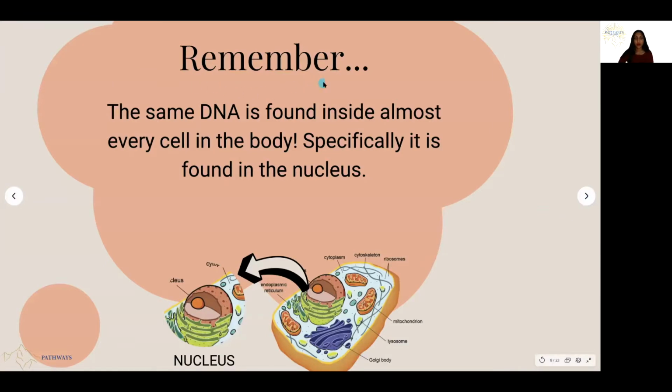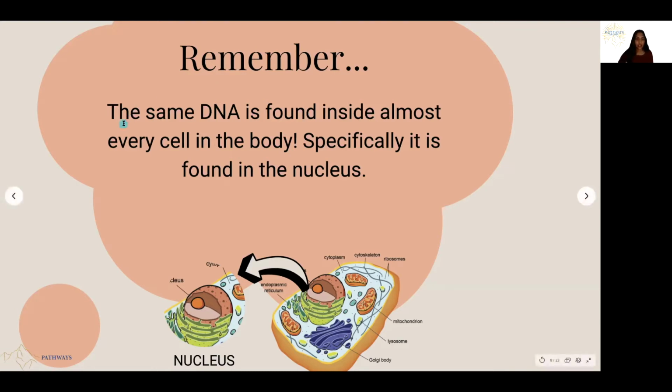If you watched our presentation on DNA, the blueprint of life, you would remember that DNA is found in the nucleus. And actually, I would suggest watching that video before watching this video so you have a general idea of the structure of DNA, because without a solid understanding of DNA structure, it will be a little more difficult to understand the topic of DNA replication.